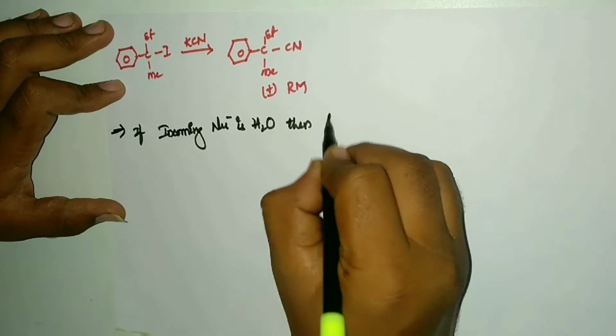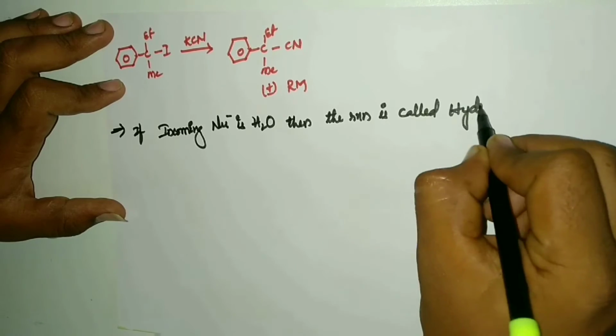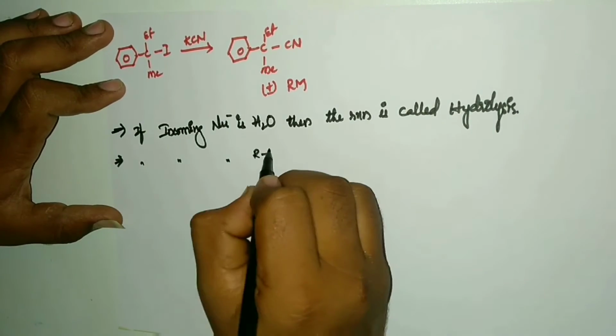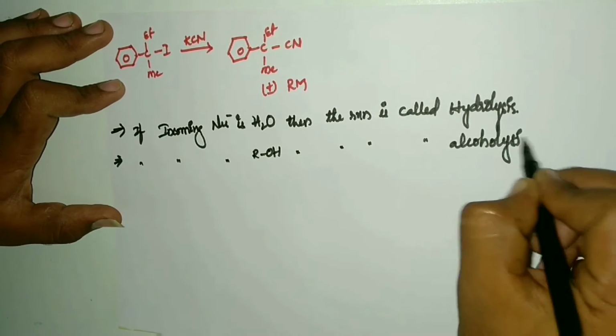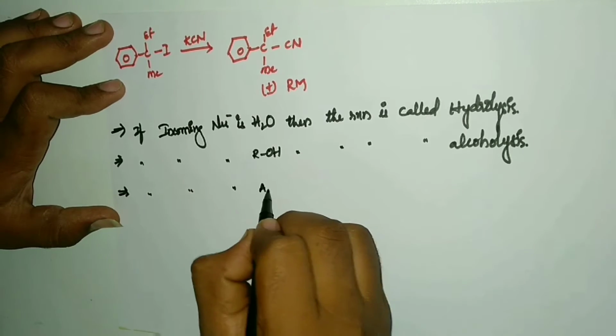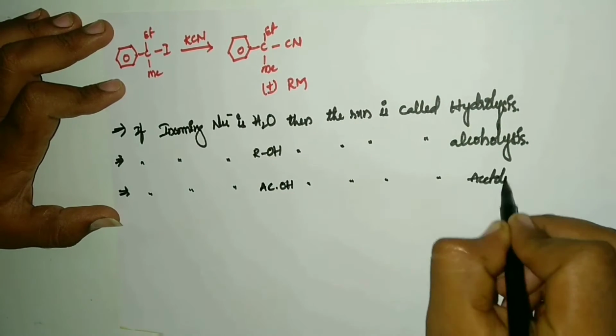If the incoming nucleophile is H2O, then the reaction is called hydrolysis. If the incoming nucleophile is ROH, it is called alcoholysis. If it is CH3COOH, it is acetolysis.